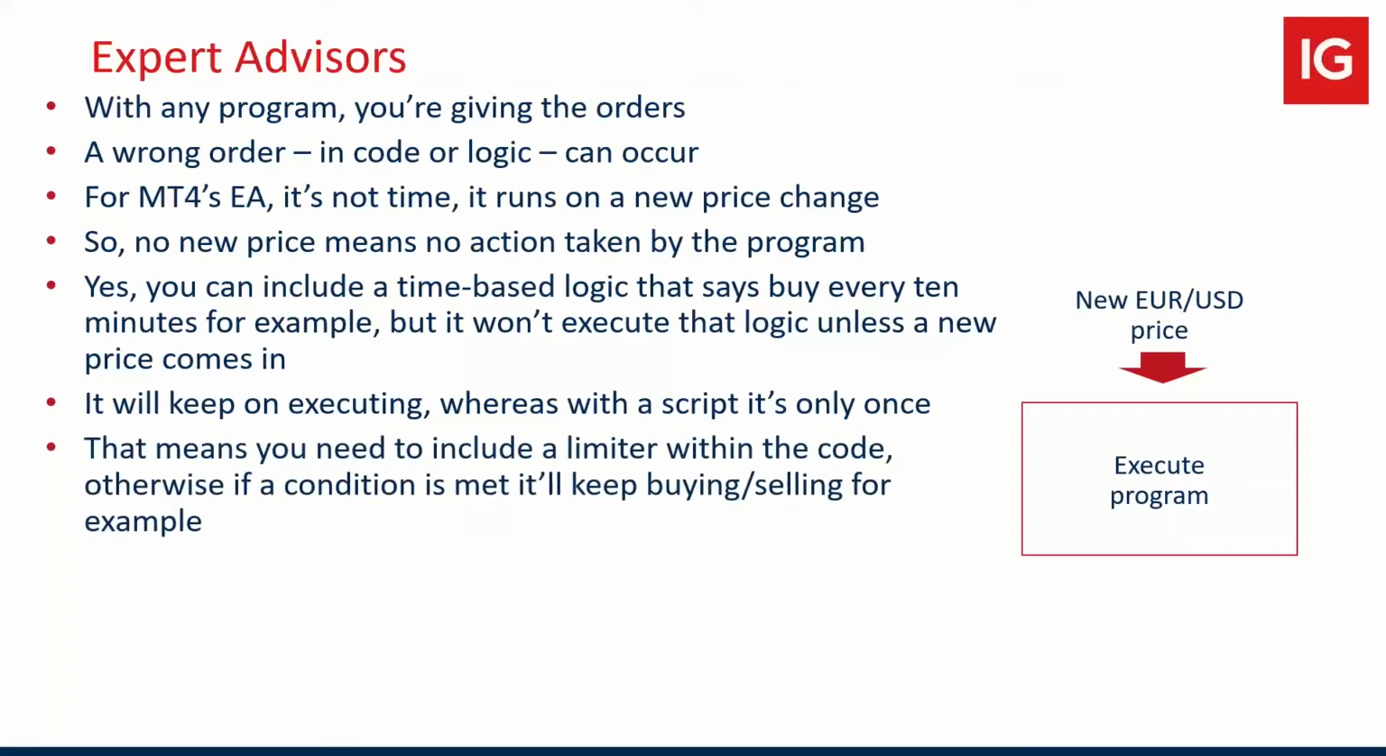That means when you have an expert advisor, you need to include a limiter within the code. Otherwise, if the condition is met, it's going to keep buying and selling. For example, if you say, if price is below the moving average, I want you to sell, a new price comes in, price is below the moving average, it sells once. Then a new price comes in, it runs again and sells again and again. So you need to add another condition: if we have no open orders. Because if we have an open order, we don't want you to sell anymore. Otherwise you're going to endlessly initiate sell positions until you don't even have the balance or margin to initiate any new positions. I'm going to go through this in the code, so don't worry about it.